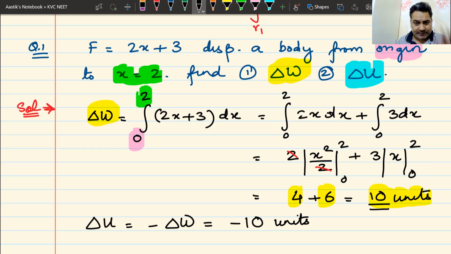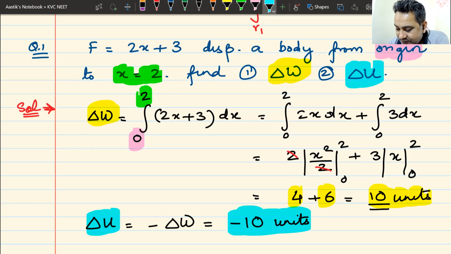Remember to keep the same units. If it is in SI system, try to follow it. The answer should be in SI system. Convert everything into SI system. If it's in CGS, follow the CGS unit. This is as simple as that. I'll give you a minute to go through this question. I hope everyone was able to do this.